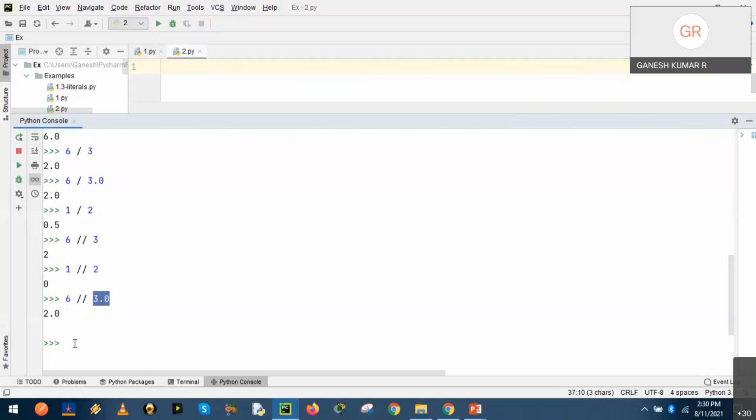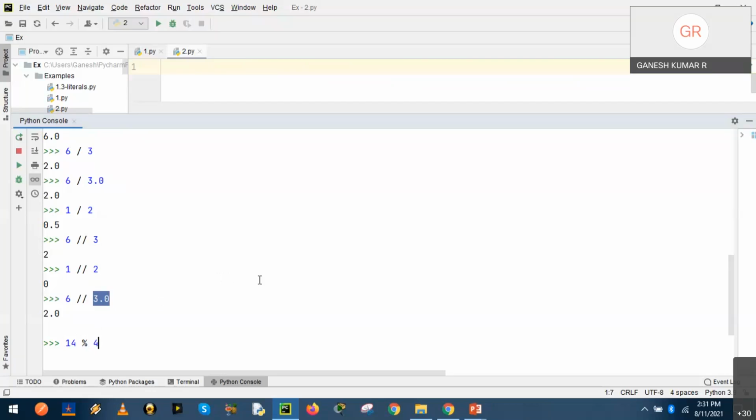Is it clear? Fine. The next operator, the remainder, is quite a peculiar one because it has no equivalent among the traditional arithmetic operators. In Python, the remainder is represented with the help of the percentage sign. For example, 14 percentage 4. So what will be the output here?